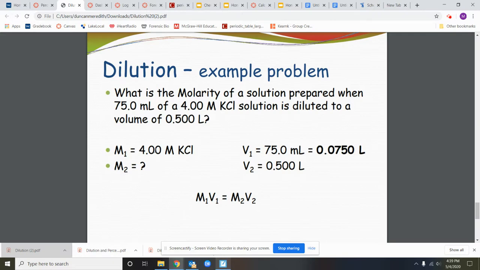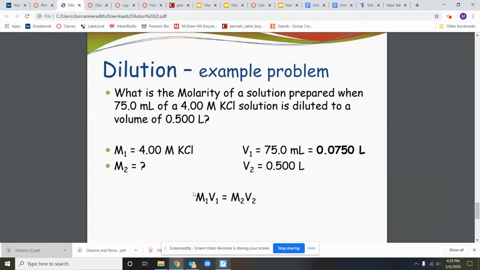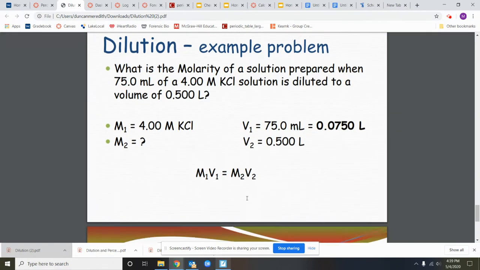So I'm going to plug this in. My initial molarity is 4. My initial volume is 75 milliliters or 0.075 liters. So I just moved my decimal 3 times to the left, so I turned that into liters. That equals, I don't know M2, that's my X. And then my volume 2 is 0.5 liters. And again, I'll say it one more time. It does not matter if your volume is milliliters or liters as long as they're in the same unit.